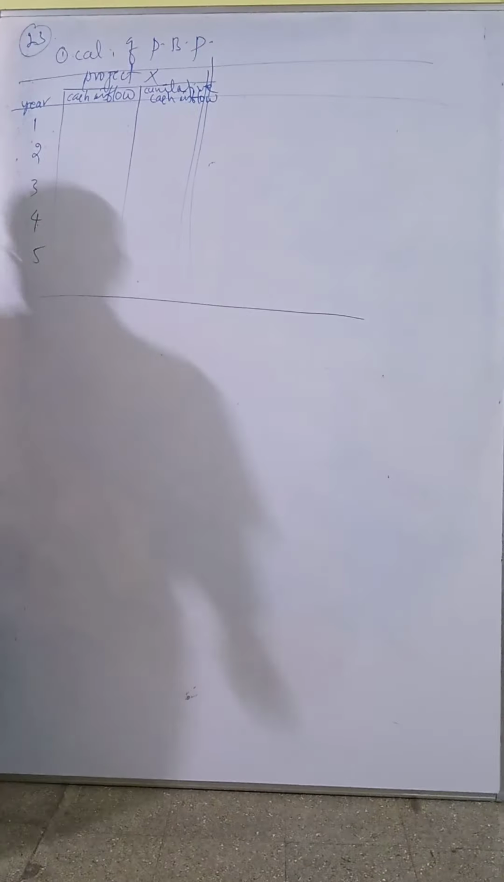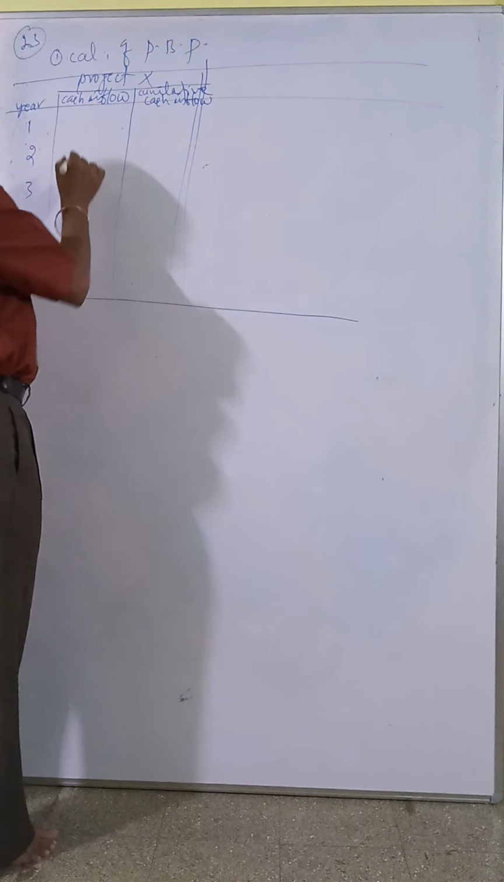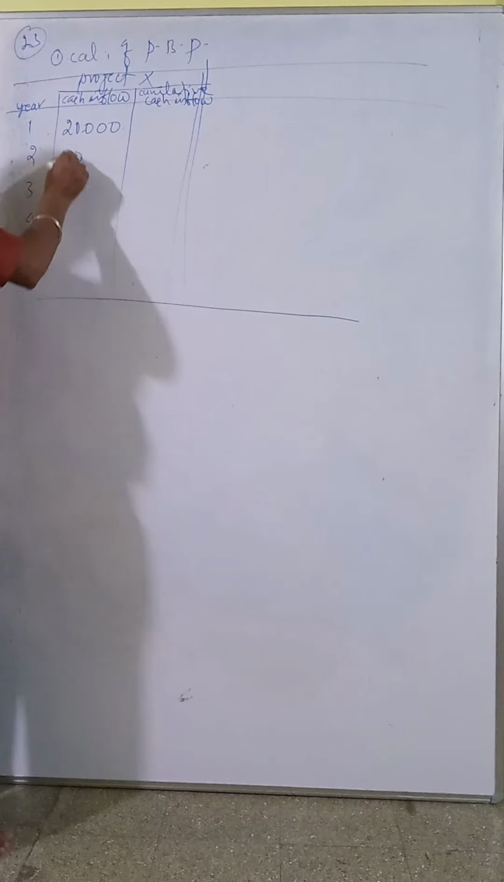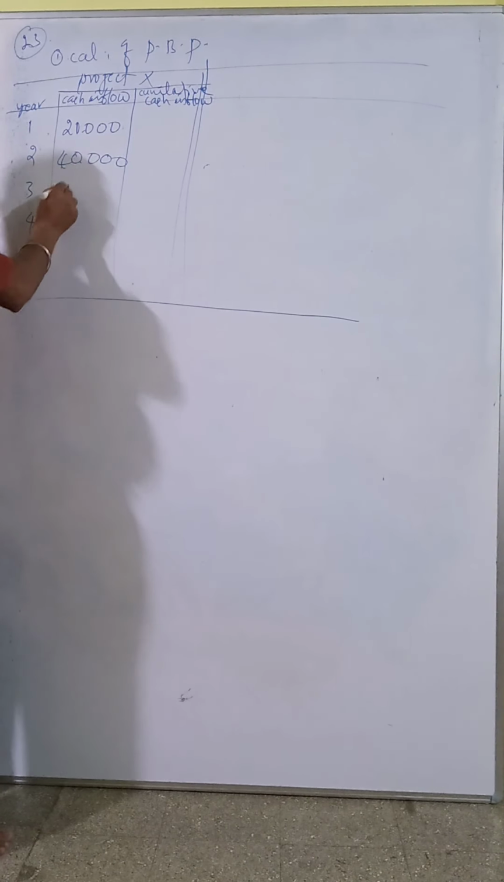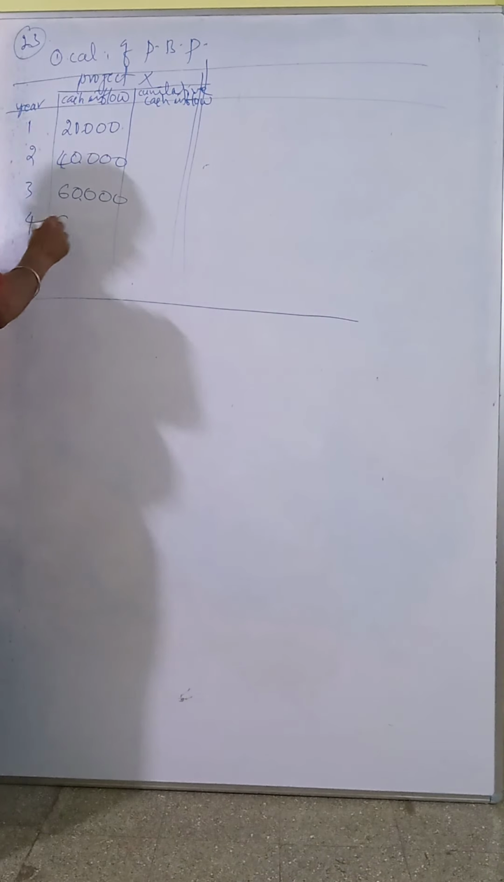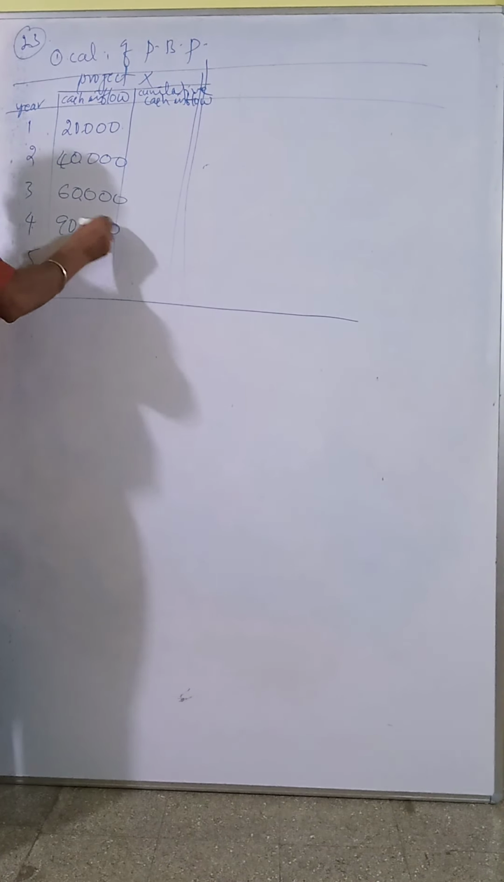The cash inflow is ready-made, given in the question, so directly take it. Here the years are 1, 2, 3, 4, 5, given in the question. Cash inflow they have given: 20,000 in the first year, then 40,000, 60,000, 90,000, then 1,20,000.